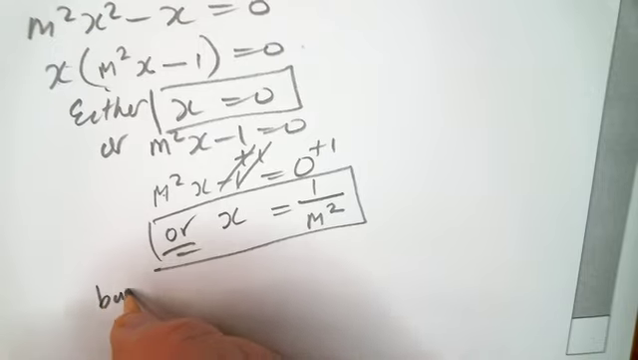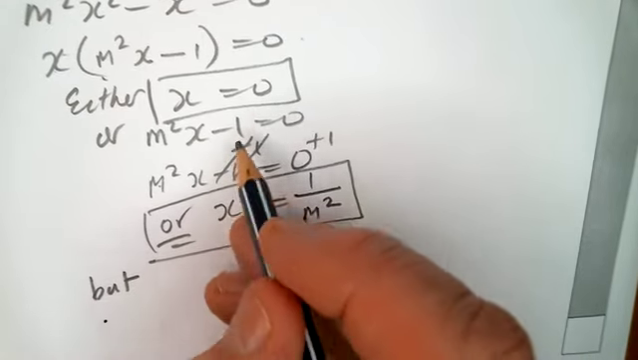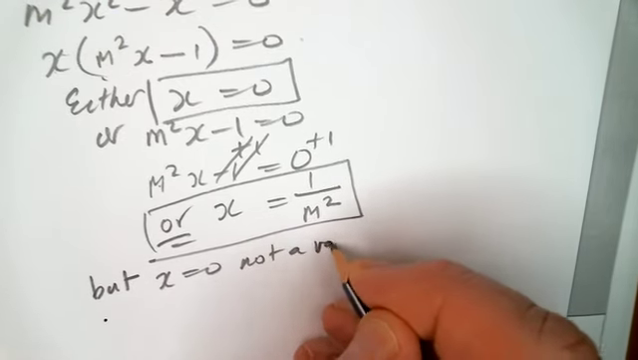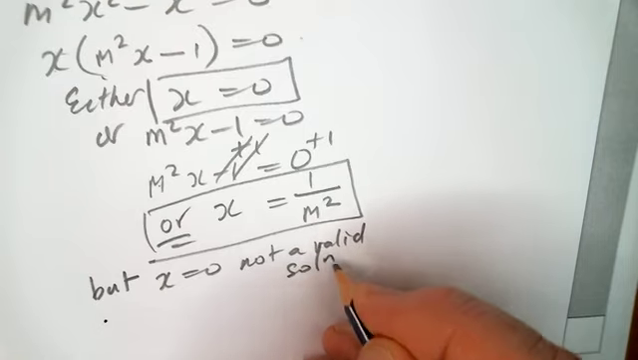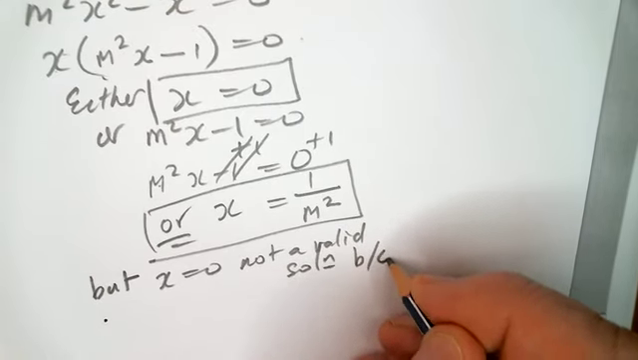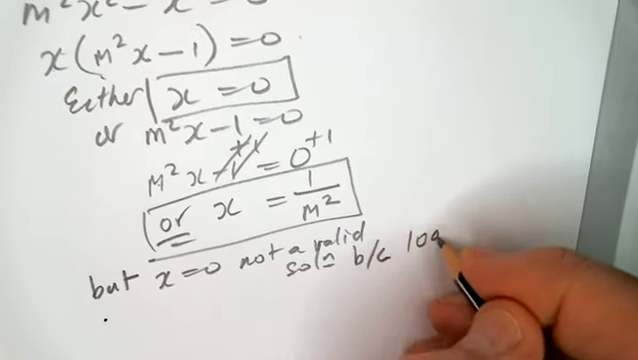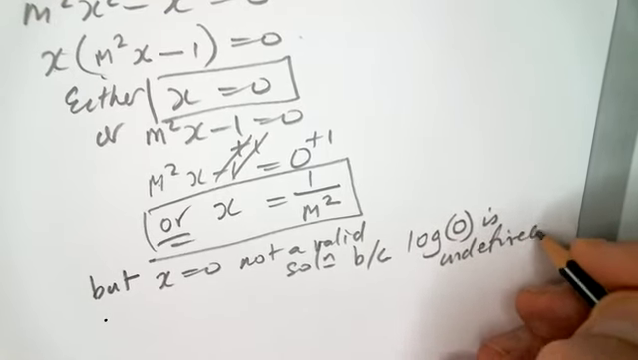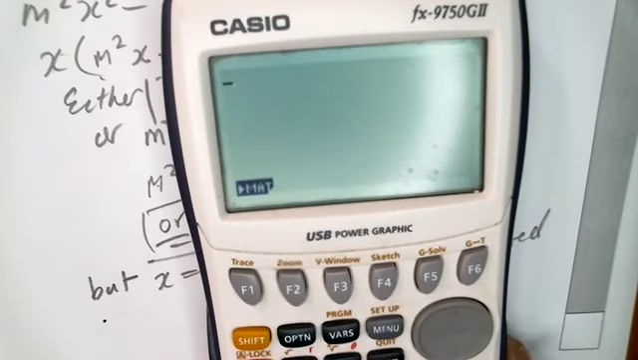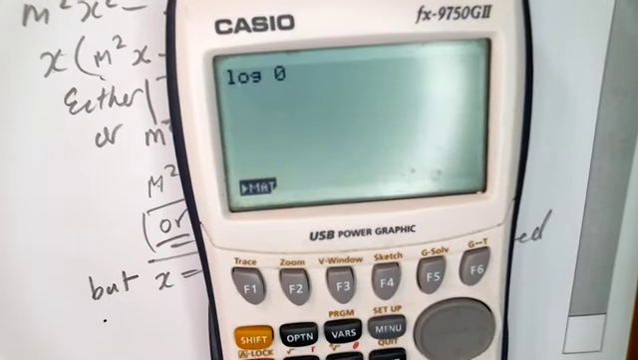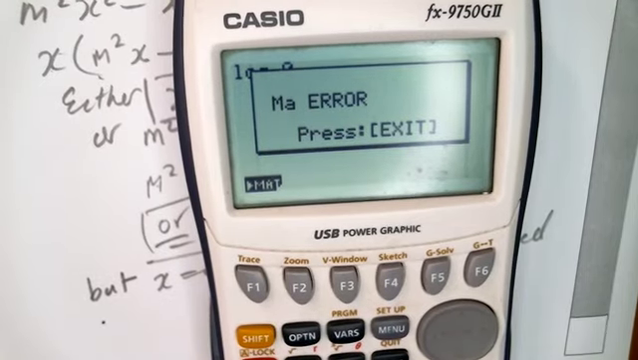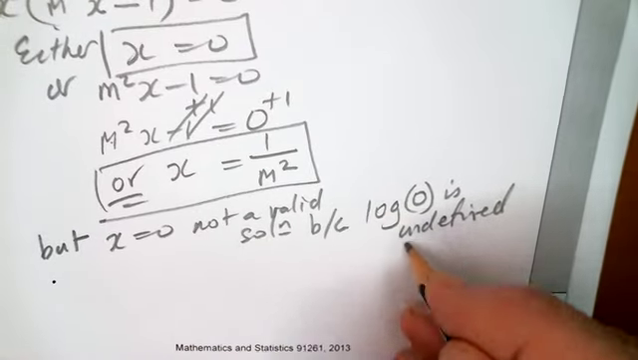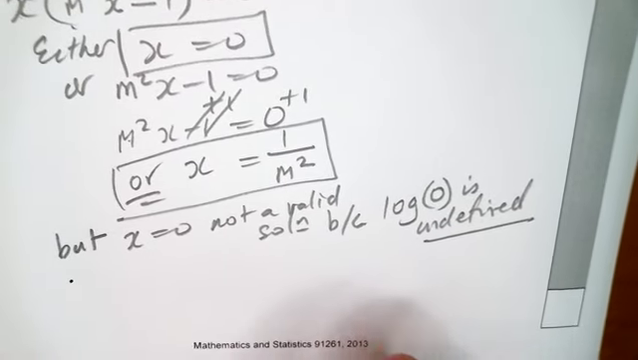However, x equals 0 is not a valid solution, because log 0 is undefined, and that's what you've got to put. If you do it on your calculator and you come across this, you go log 0, and you get math error. So not good. That's your clue that you want to say undefined. It's like dividing by 0, essentially.